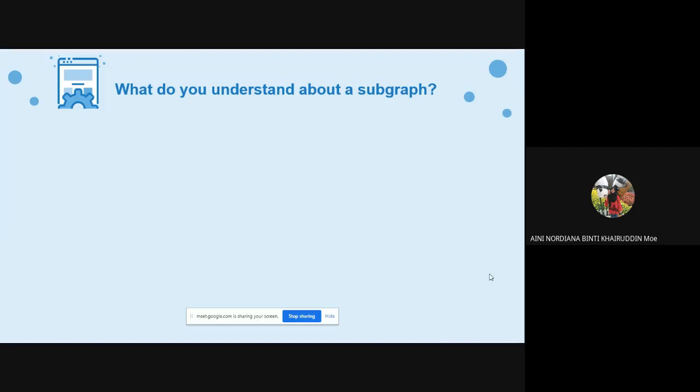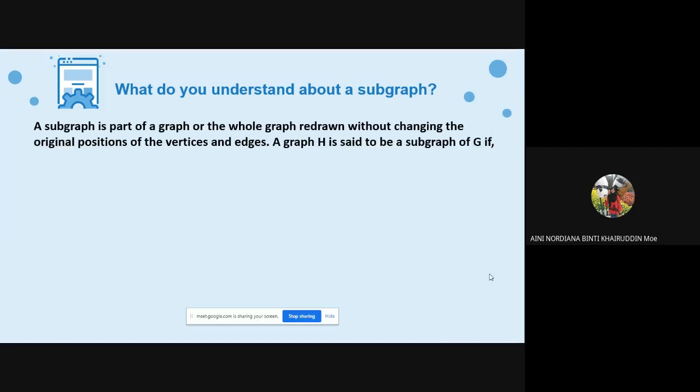Okay, what do you understand about a subgraph? Apa tu subgraph? A subgraph is a part of graph or the whole graph redrawn without changing the original position of the vertices and edges.